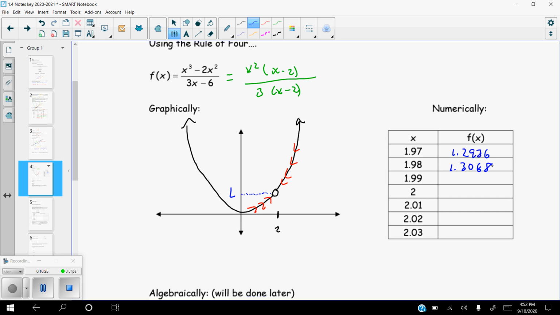1.3068. And you might want to try some of these on your own just to make sure you're able to plug this stuff in the calculator. You plug in 1.99, you get 1.3200. If you were to plug in 2, we've already said that that's going to be a problem. If you actually plug in 2 in your calculator, it's going to tell you error or something like that, or undefined. I don't know if it actually says undefined. I think it says error in the calculator.